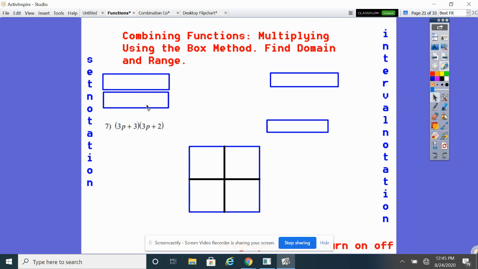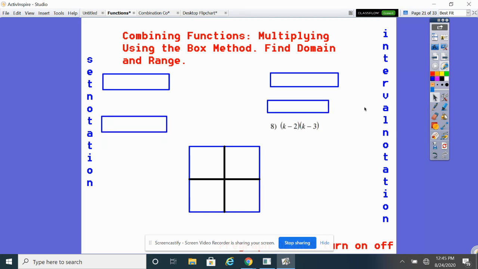Let's take a look at this last problem. The biggest thing today is the box method. Do you understand how that works? Do you get that you've got to put k minus 2 at the top, k minus 3 along the side? k to the 1 and k to the 1 makes k to the 2. Negative 2 and k is negative 2k. Negative 3 and k is negative 3k, and negative 3 and negative 2 is positive 6.